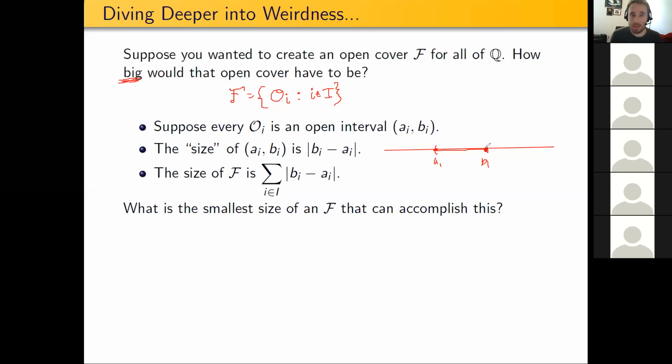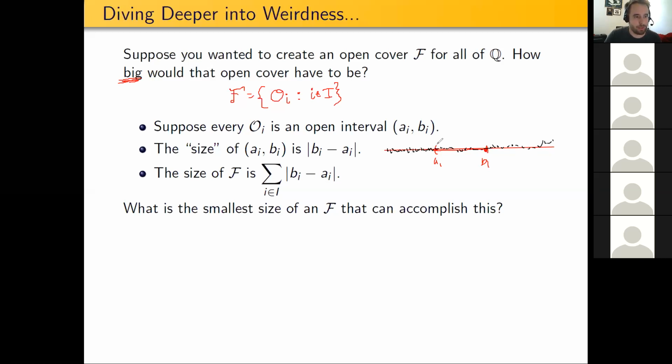All right. And then from there, I will just say that the size of the entire collection, the size of the open cover F, is the sum over all i of b sub i minus a sub i. And so the idea then is, here's our real number line. Suppose that we have all of Q here. Of course, there are infinitely many rational numbers here, all these points. And I want to try to cover them all with an open cover.